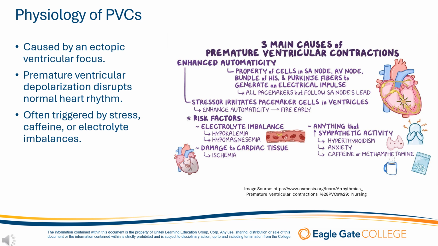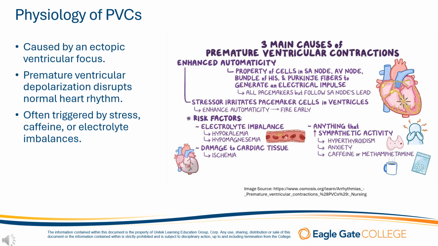Common triggers are things like stress. Emotional or physical stress can increase the likelihood of PVCs. Stress activates the sympathetic nervous system, which can increase the heart rate and make the heart more prone to ectopic beats. Caffeine is a stimulant that can increase heart rate and stimulate ectopic foci in the ventricles.